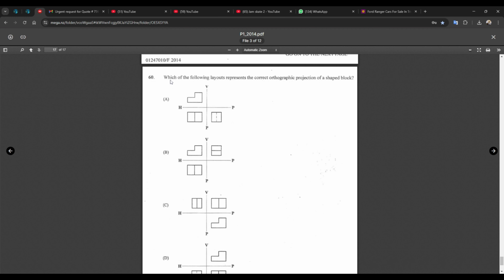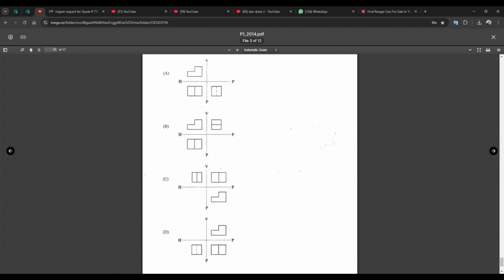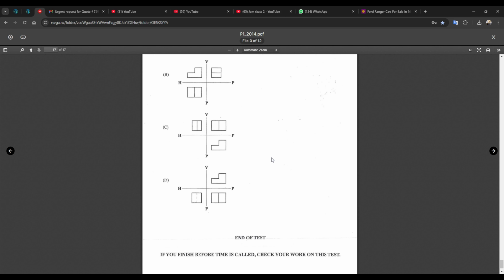And number 60, which of the following layouts represents the correct orthographic projection of a shaped block? It's not A. It's B. So this is the front elevation here. This is the side elevation, and this is the plan under the front as it should be.